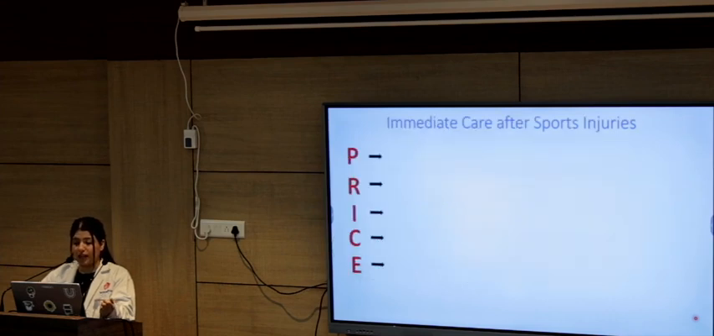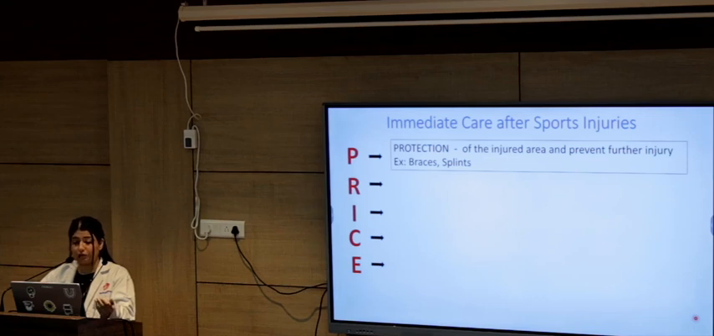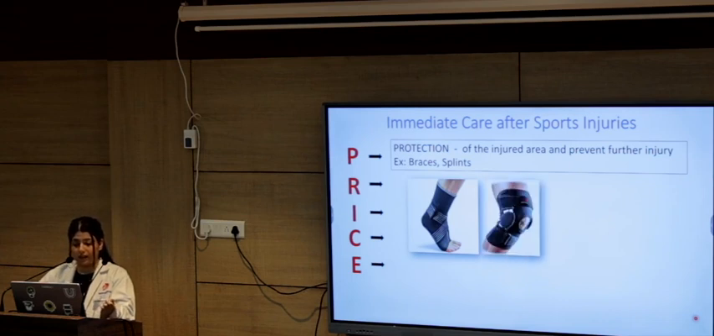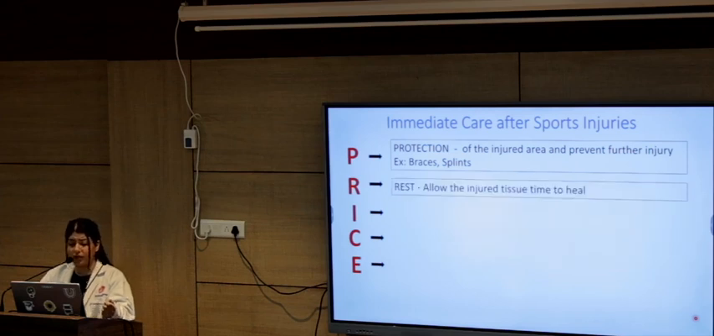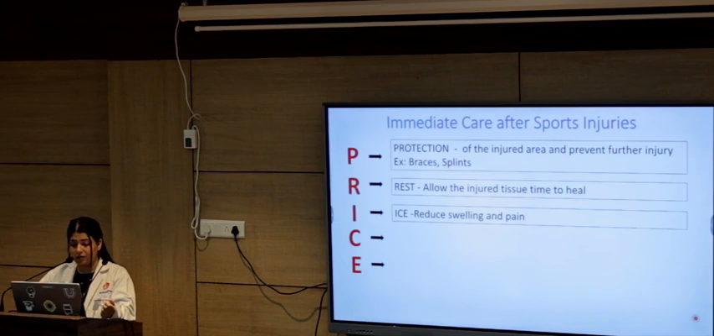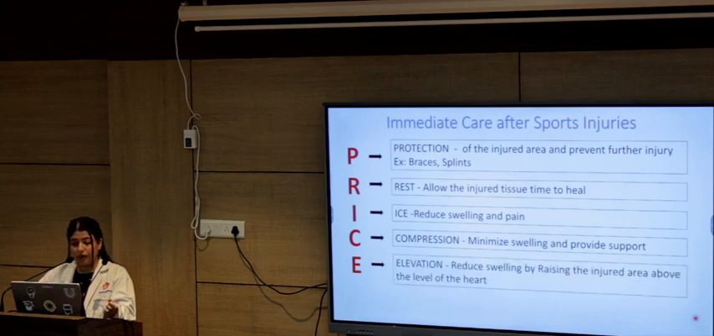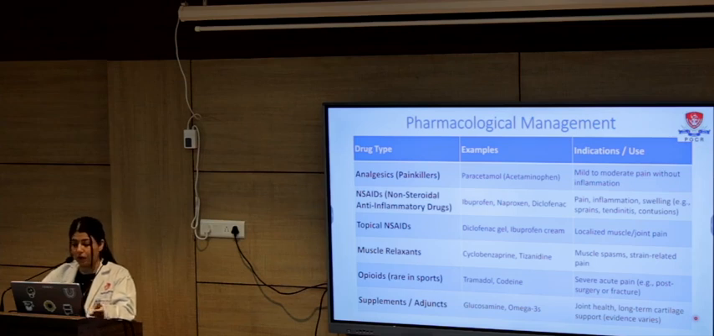Immediate care after a sports injury consists of PRICE, where P stands for protection of the injured area and preventing further injury by using braces, splints, or immobilizers in general. Here are some examples like ankle, knee, wrist, and elbow immobilizers. R is for rest, where we allow the injured area time to heal. I stands for ICE, which helps in reducing swelling and pain in acute conditions. C for compression, which helps in minimizing swelling and provides support. E for elevation, which helps by raising the injured area above the level of the heart and helps in reducing the swelling.